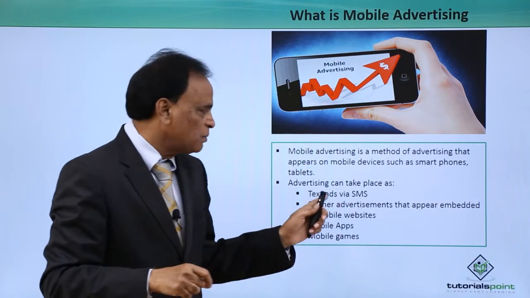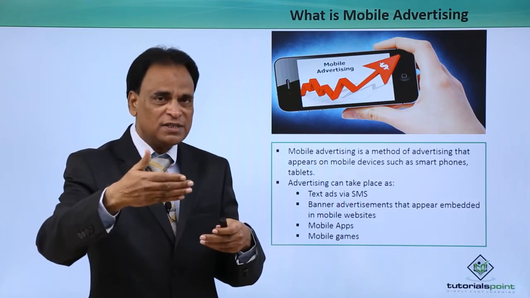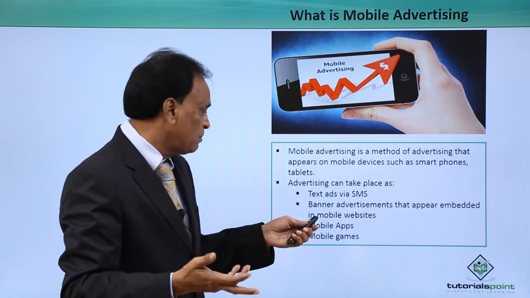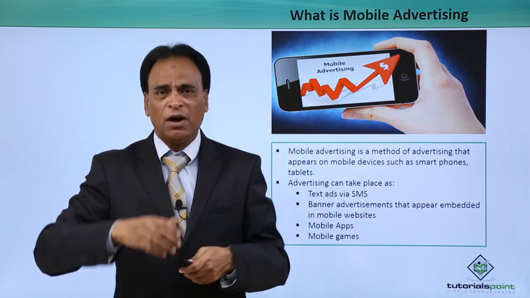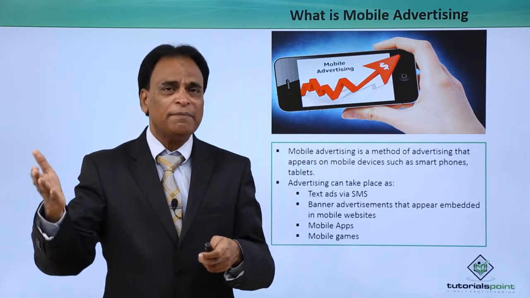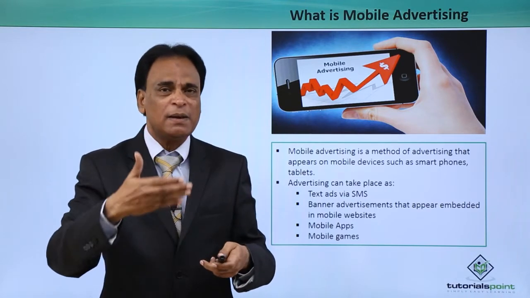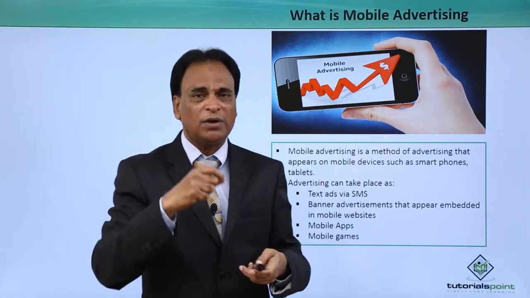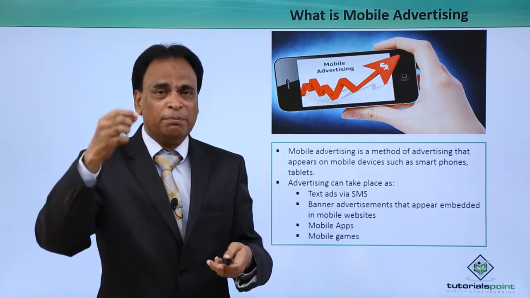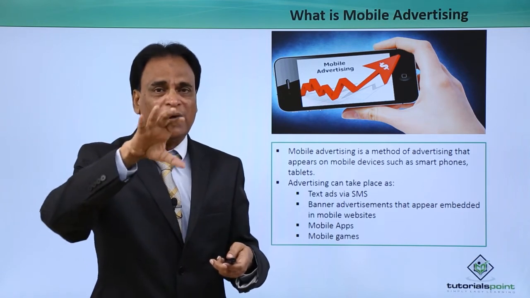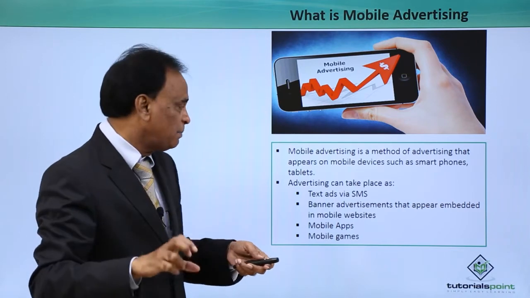Advertising can take place as a text ad via SMS. Text messaging is huge. When a text message is displayed, an ad will also appear. Then there is banner advertising that appears embedded in mobile websites. All those responsive websites that you see of various platforms, of various niches, of various industries, the ads keep popping up either at the top or at the bottom. Or even when you are opening a website or an app, before it appears, there is an ad that pops out, and those are the banner ads and text ads that appear in mobile websites.